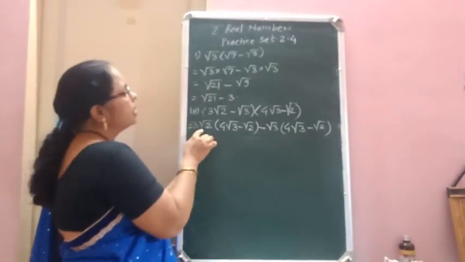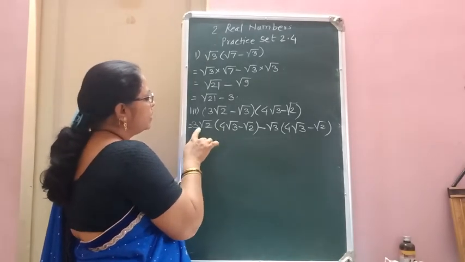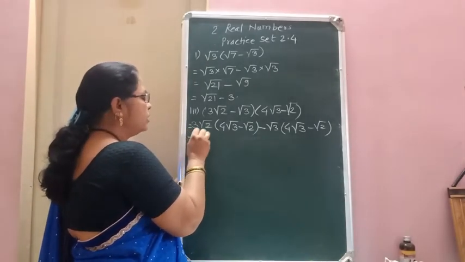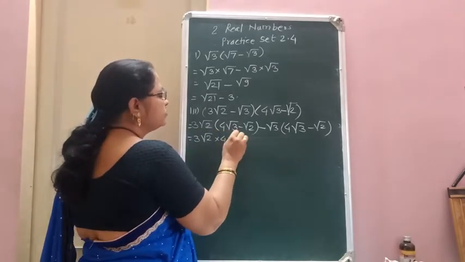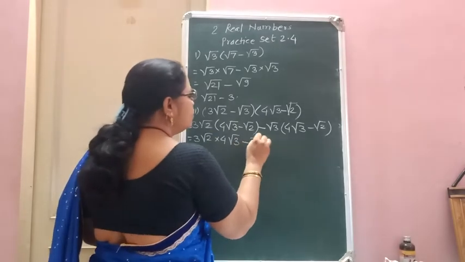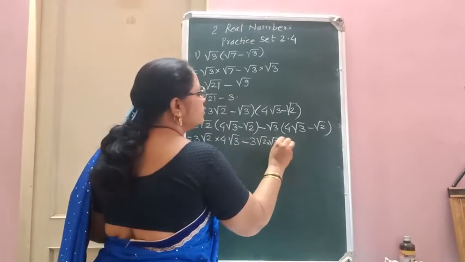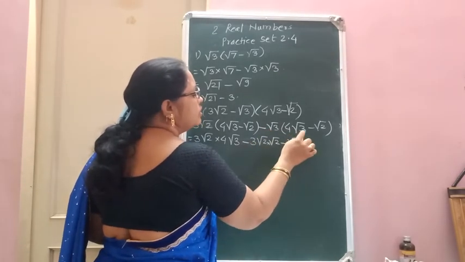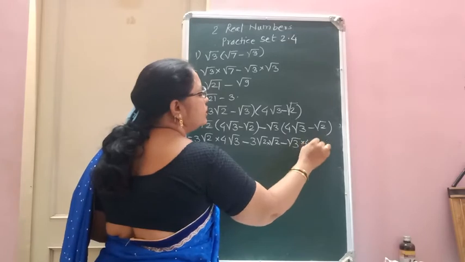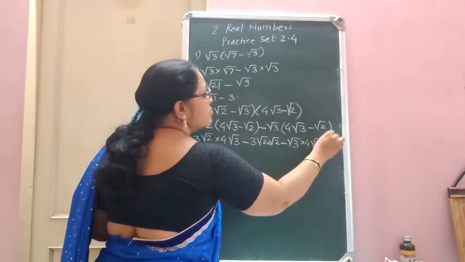Now, like the first example, we have to multiply each and every term by this outside term. So 3 root 2 into 4 root 3, minus 3 root 2 into root 2, minus, now multiply root 3 with 4 root 3, root 3 into root 2, minus minus plus will be there.